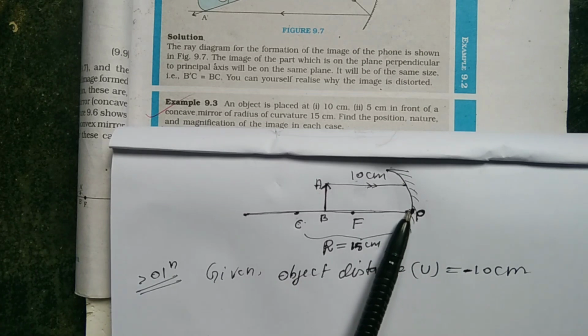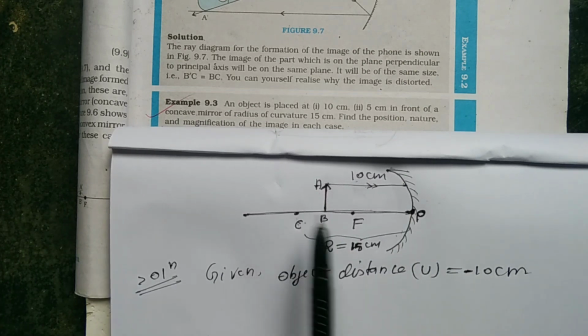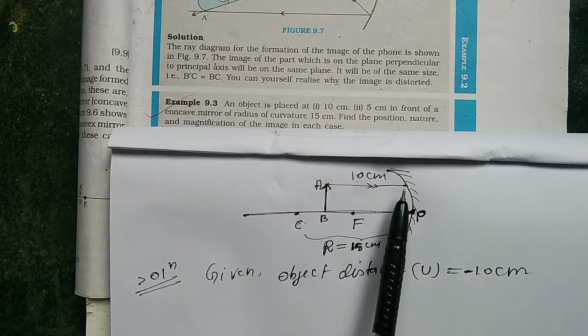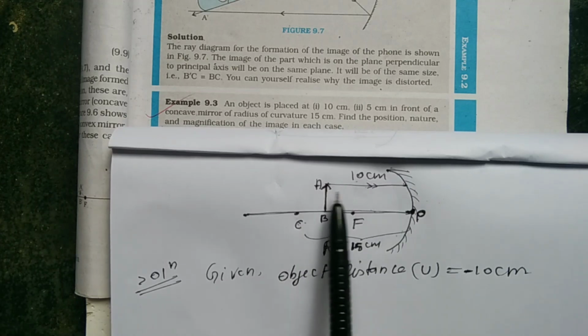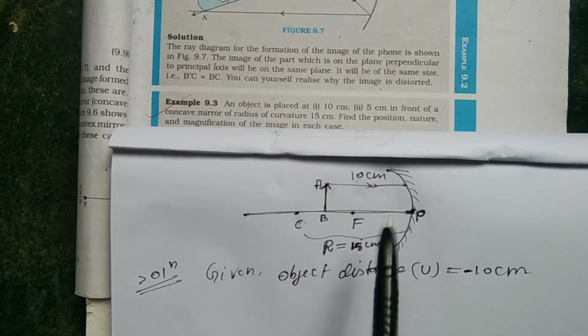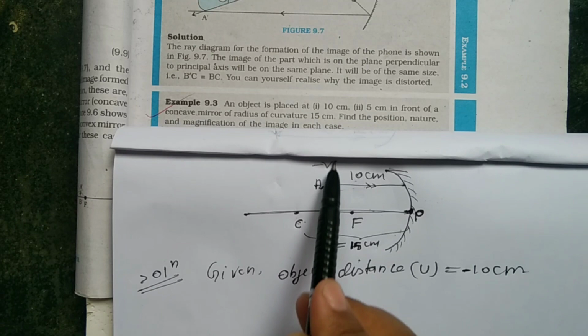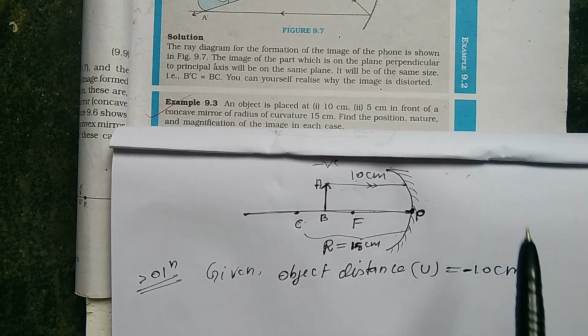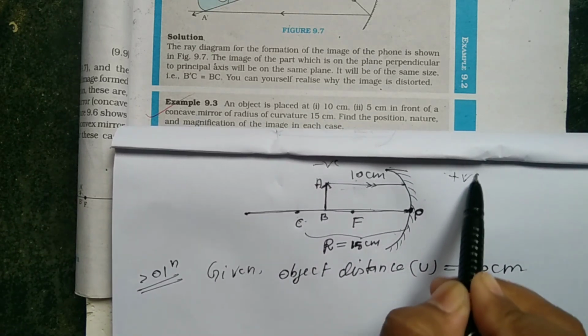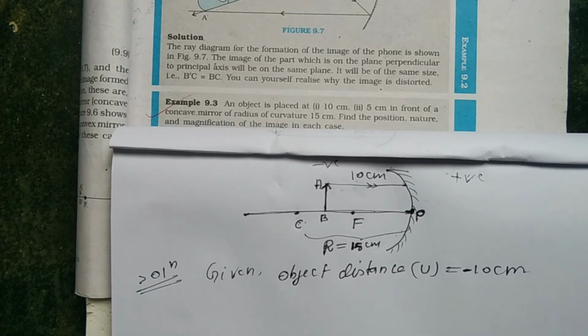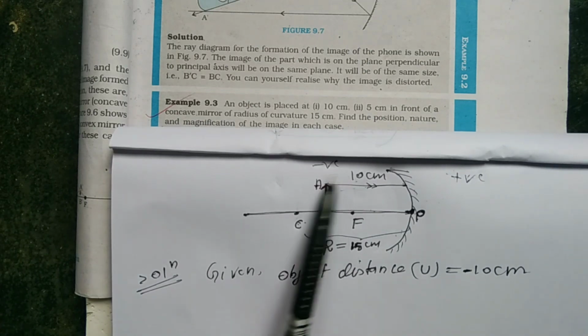Distances are measured from the origin. Since the object is placed in front of the concave mirror, the left-hand side is considered negative and the right-hand side is considered positive. This is a shortcut method to remember the positive and negative signs.